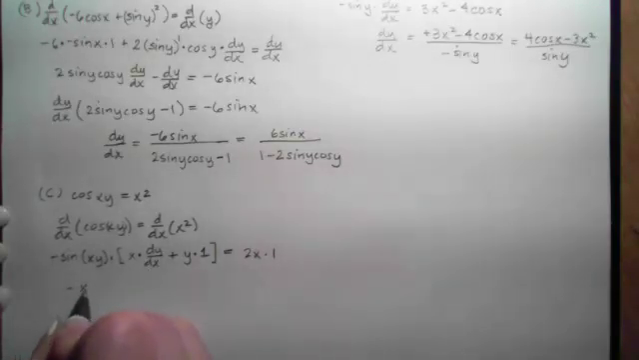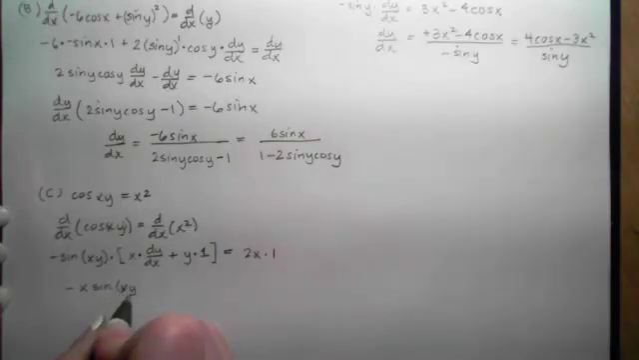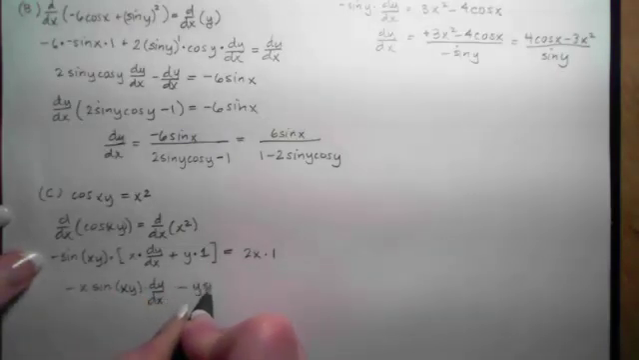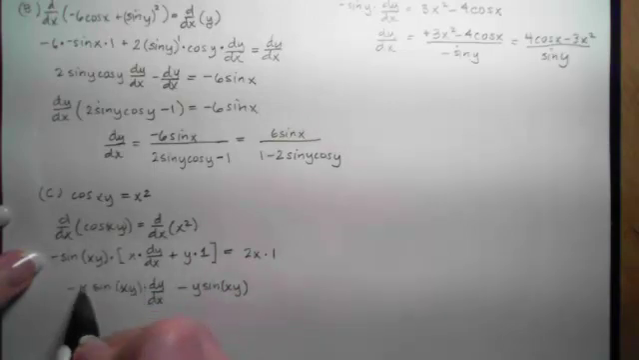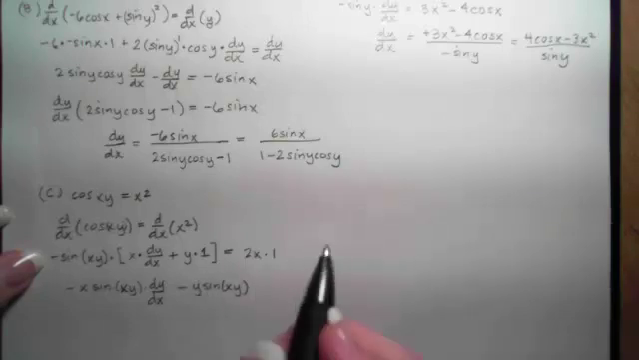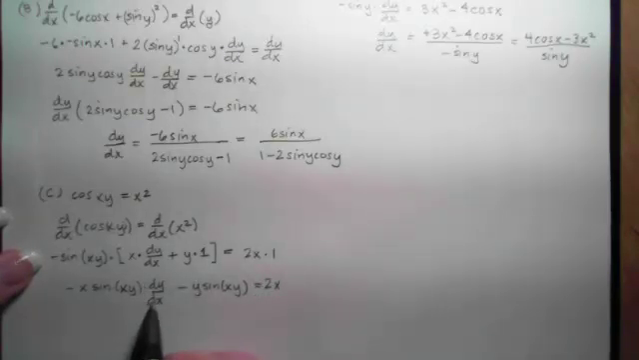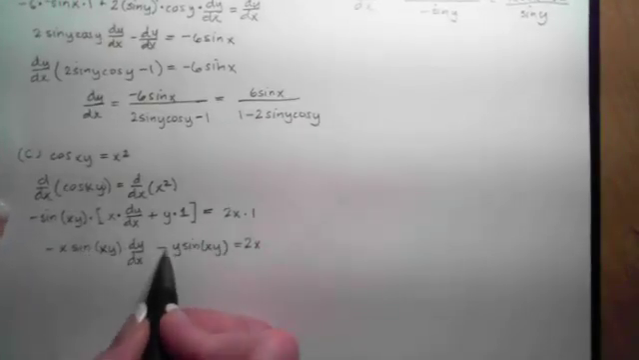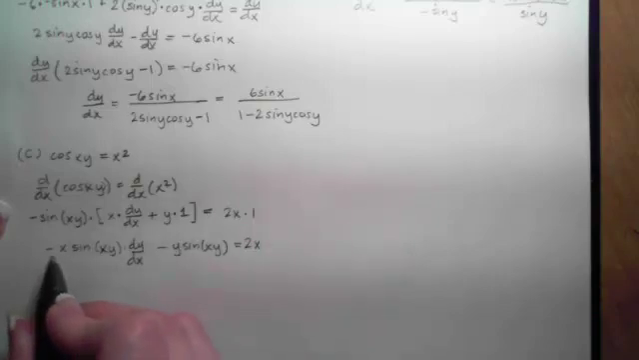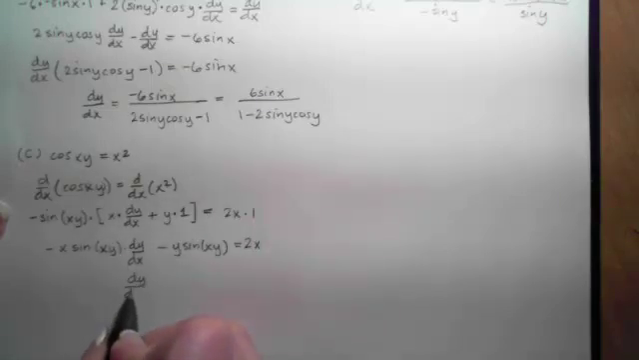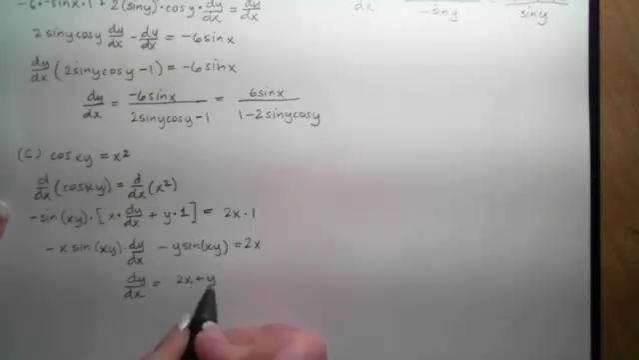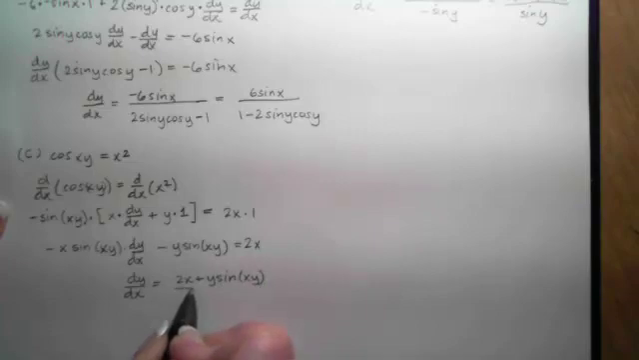So when I do that, I'll have a negative x times the sine of xy times that dy dx, and then I'll have a negative y times the sine of xy. Now notice I put the x in front and the y in front so that we don't accidentally think that they're inside the sine function, because they are not. Now to get dy dx alone, I need to add y times the sine of xy to both sides, and then I will divide by this. So my dy dx will be 2x plus a y times the sine of xy divided by a negative x times the sine of xy. And I'm pretty sure that's how I would leave it.